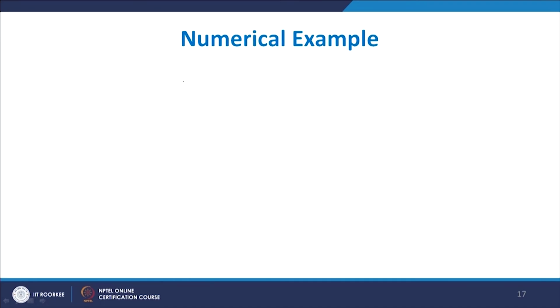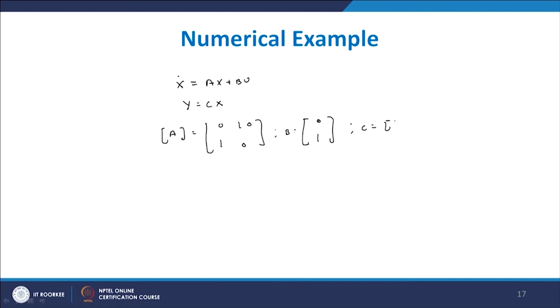Now consider the system as x dot equal to Ax plus Bu, y equal to Cx. Now here the A matrix is [0 1; 0 0], B equal to [0; 1] and C equal to [1 0]. And our problem is we have to design a full order state observer.